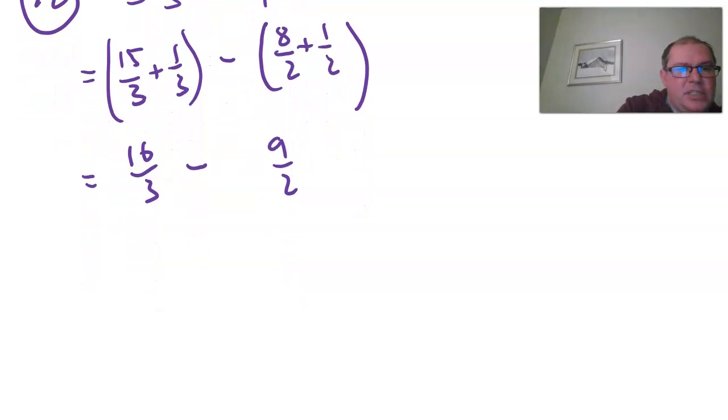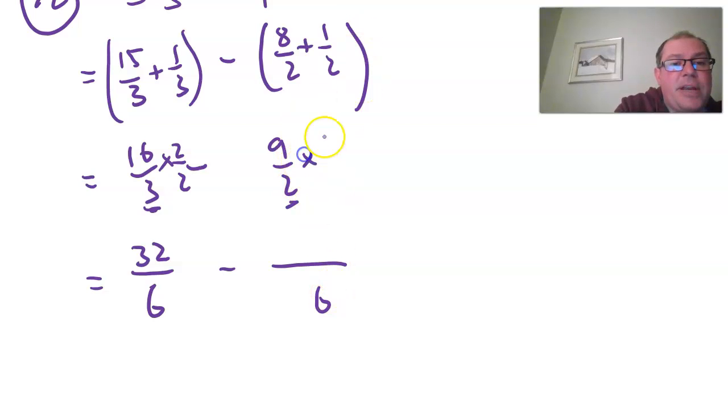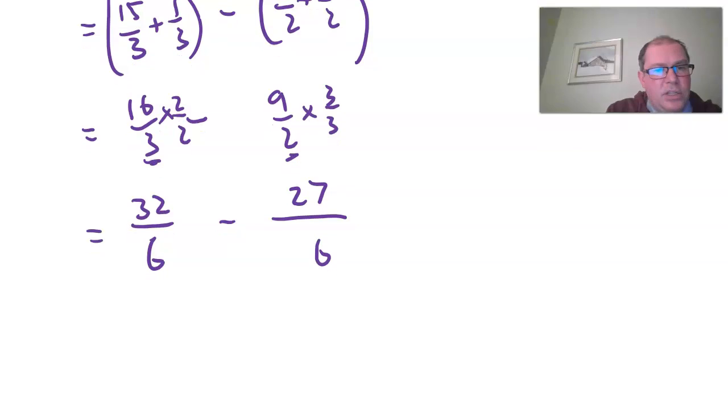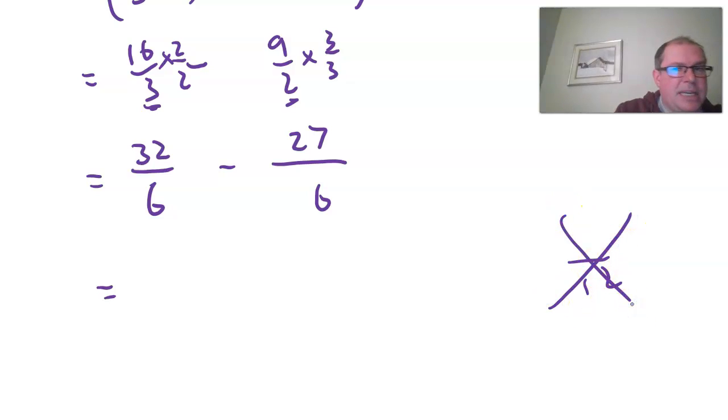All right, so now all I need to do is write it as equivalent fractions. So what number does 3 and 2 go into? 6. So I'm going to multiply the top and bottom here by 2 over 2, and 16 times 2 is 32. What number do I have to multiply 2 by to get 6? 3. So I'm going to multiply the top and bottom of that fraction by 3 over 3, and I get 27 over 6. Now I can do the subtraction because I'm counting sixths. Don't make that classic error. You're not counting 12s. You're counting sixths.